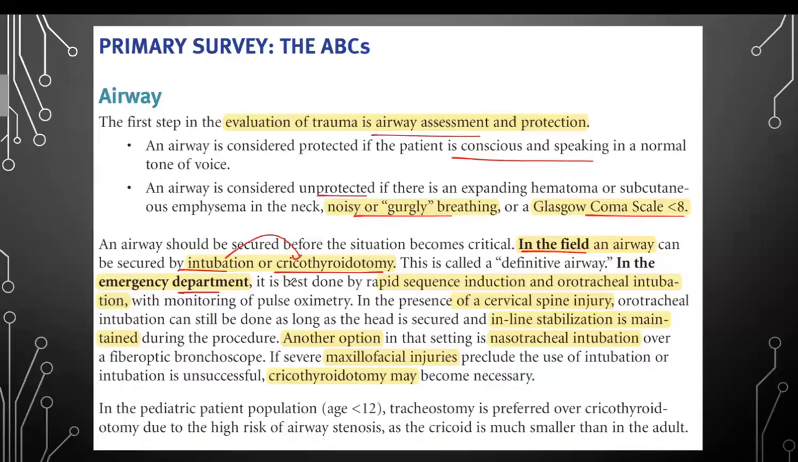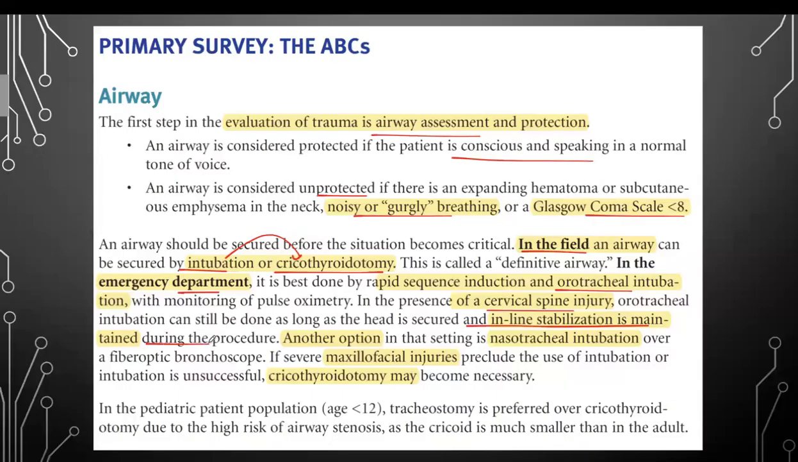How about the emergency department? In the emergency department, you should be able to do intubation in this patient. So orotracheal or nasotracheal intubation will be the ideal choice. In the presence of a cervical spine injury, orotracheal intubation can still be done as long as the head is secured and inline stabilization is maintained.